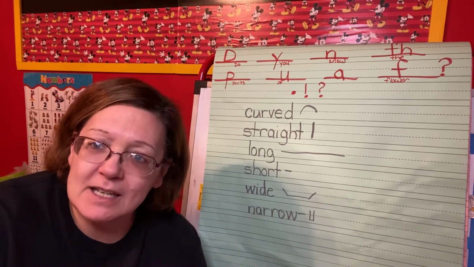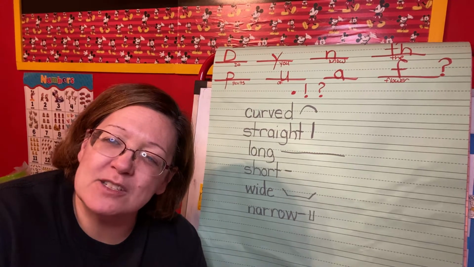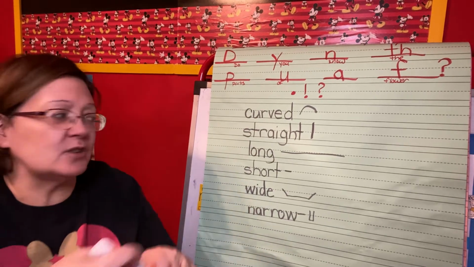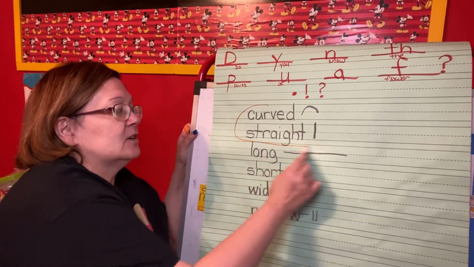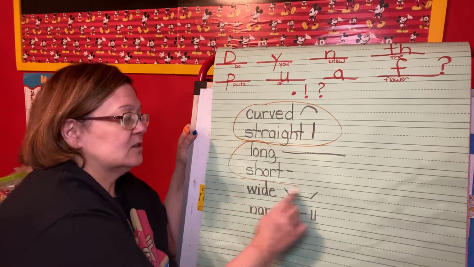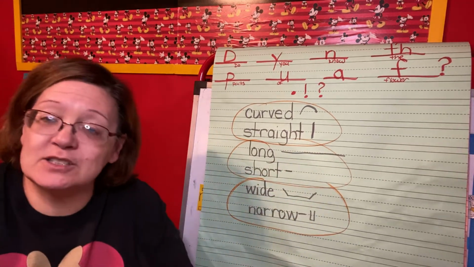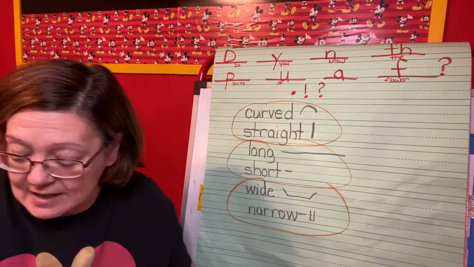So we're going to go through some of the shapes, and I'm going to talk about, and you're going to help me figure out how we could put these into groups, because you're going to sort them different ways. Okay, so you're going to sort them curved and straight, long and short, and then wide and narrow. So you're going to practice sorting them different times.